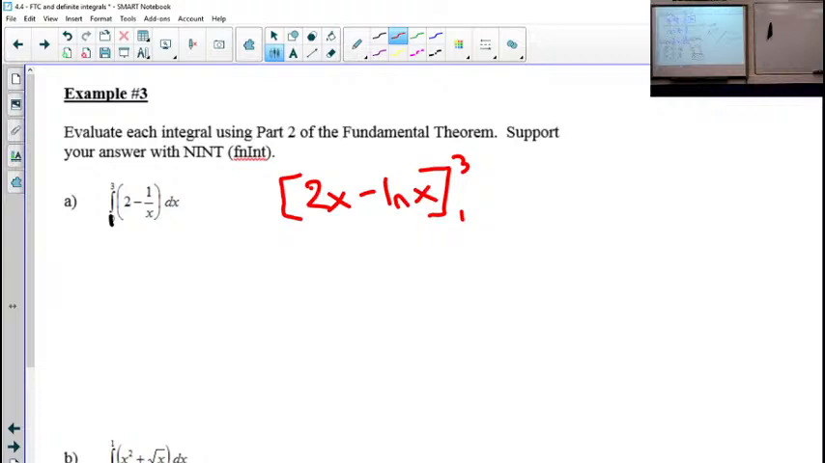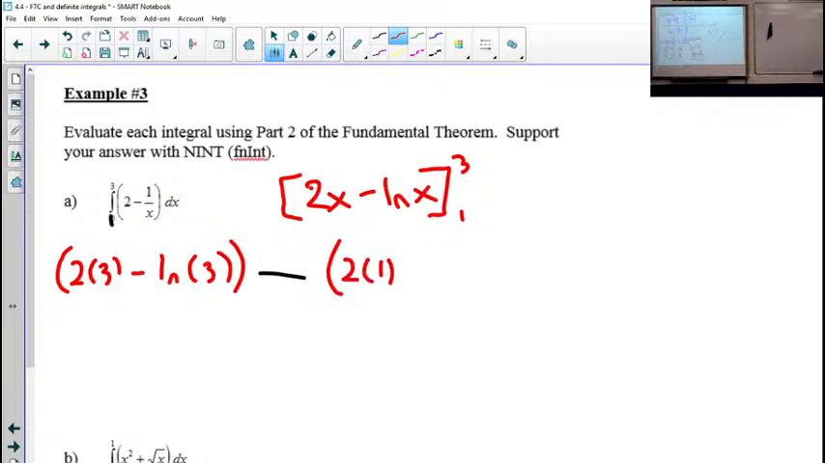So here's my antiderivative. Now I'm going to plug in 3 into this function minus plug in 1 into this function. Plug in 3, I get 2 times 3 minus the natural log of 3. That's plug in 3. Minus plug in 1, and I get 2 times 1 minus the natural log of 1.